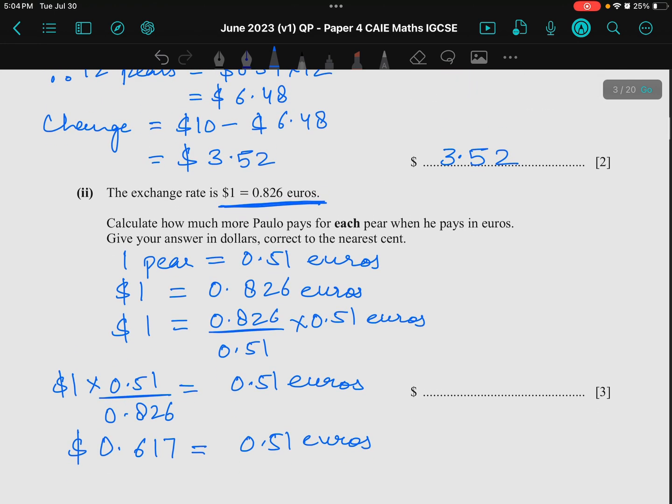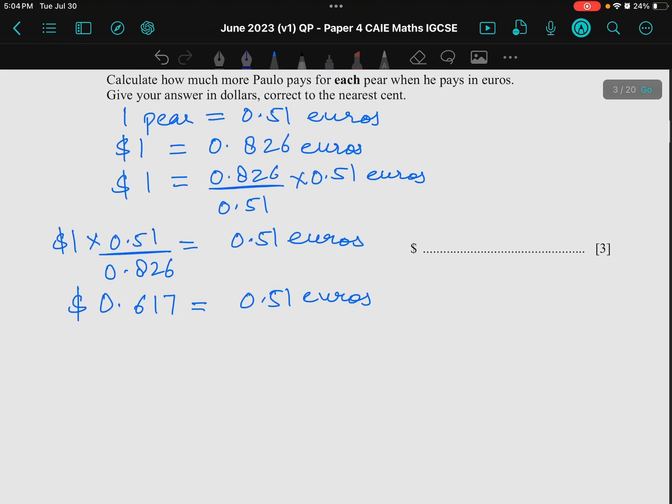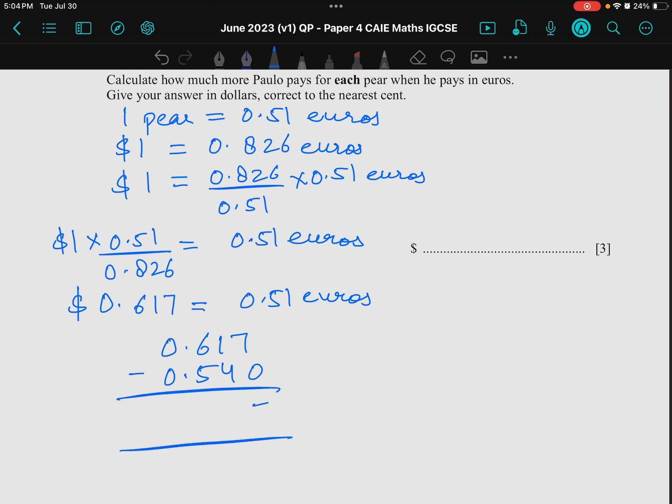But for pairs, the cost in the first part is given as 0.54 dollars. So what you can do, you can write 0.617 minus 0.540. When you subtract these two terms, you will get 0.077. That means your answer is $0.077, which can be written as 0.08, because you have to give your answer in dollars correct to the nearest cent. So it is 0.08.